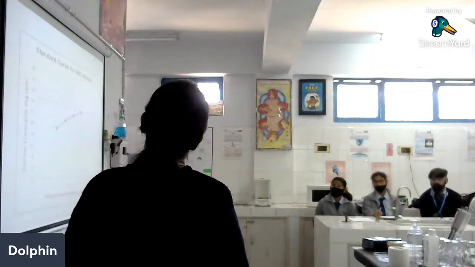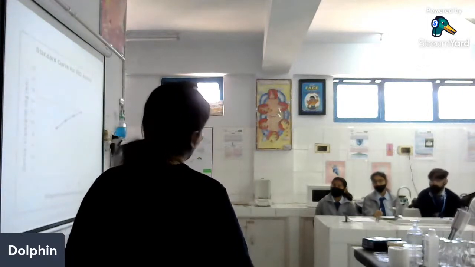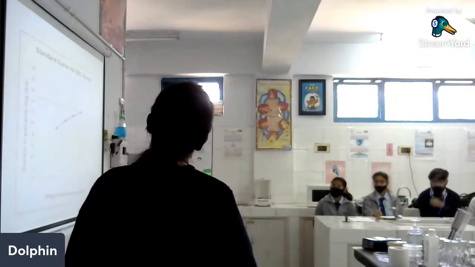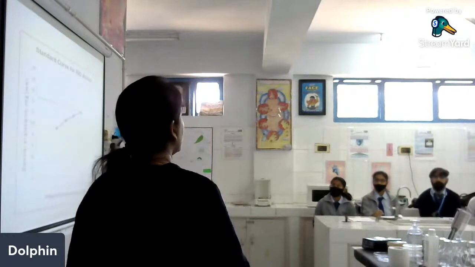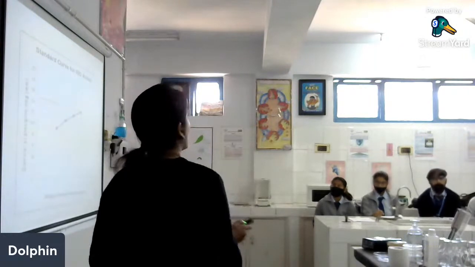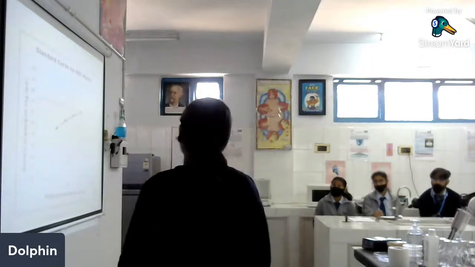If you have values beyond this, then you have to take standards which are beyond this value. So that you find out what the relationship is, what line you are getting, and then you can plot your unknown on the x-axis, right?